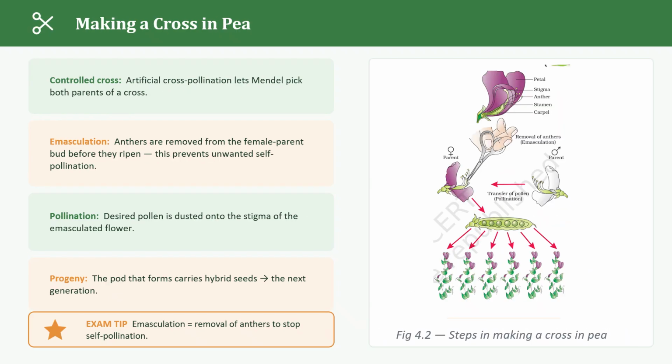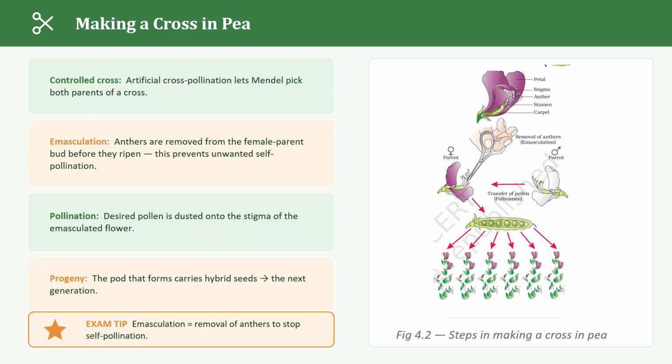So first what he did was artificial cross pollination. Why did he use this method? Because in order to ensure that only the selected parents produced offspring, Mendel carried out controlled pollination. So what are the steps in controlled pollination?